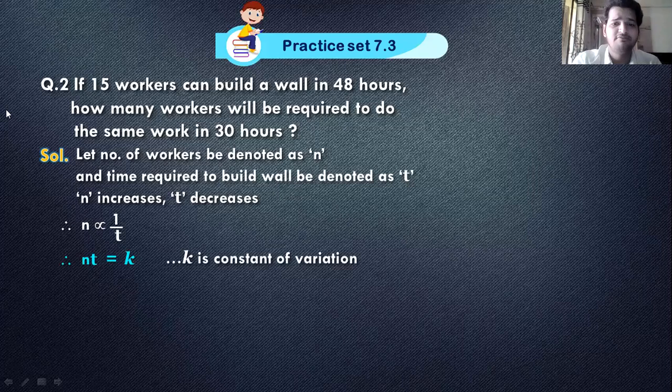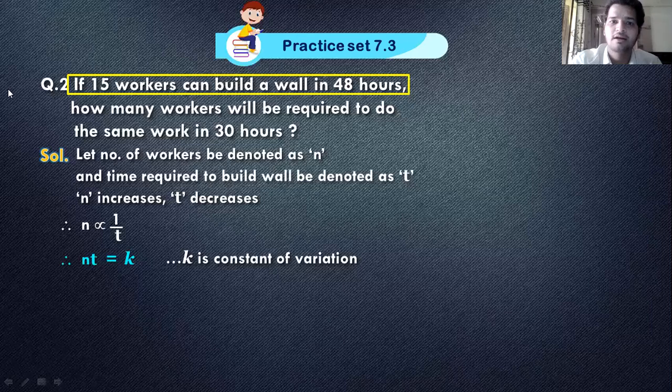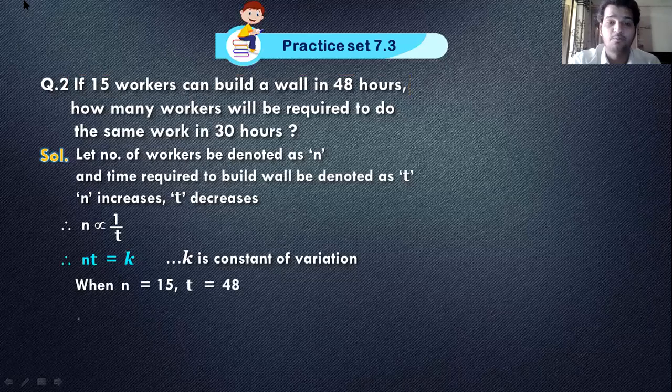Now, check the first statement. If 15 workers can build a wall in 48 hours. So what is 15? Correct. 15 is the value of n. They can build the wall in 48 hours. So time will be 48 hours. Correct. So let us substitute the value of n and t as 15 into 48 equals to k.